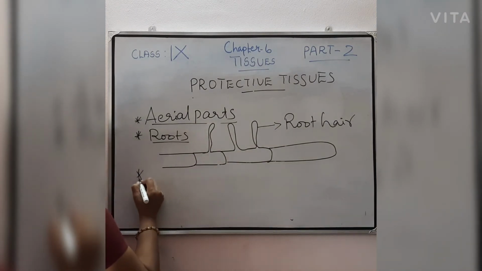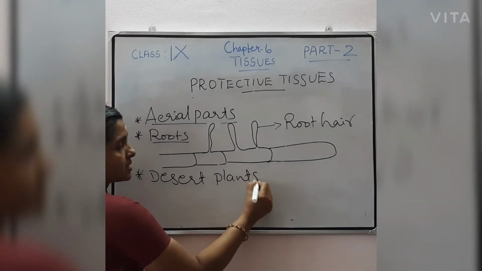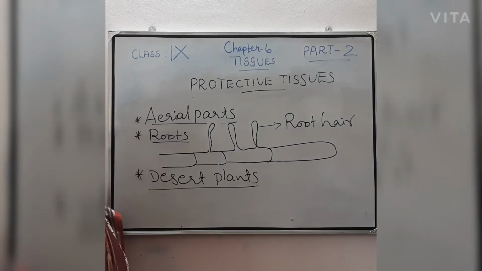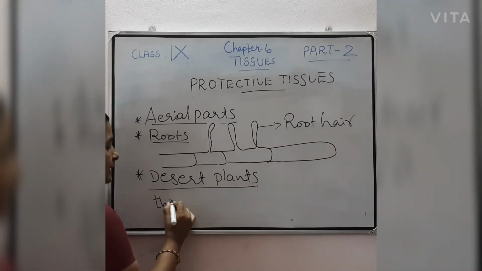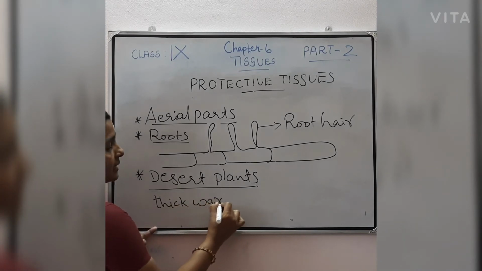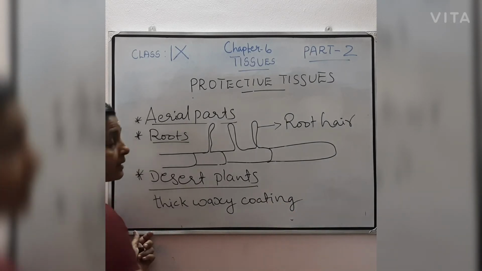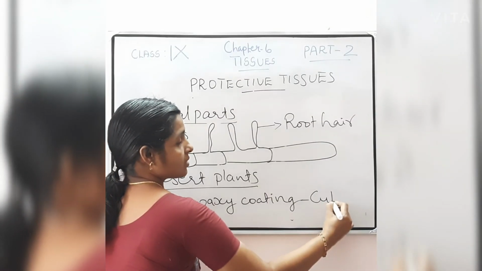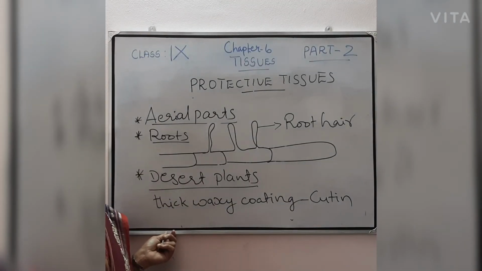The next is desert plants. How does the epidermis play an important role in desert plants? A thick waxy coating is present on the epidermal layer, and that waxy coating is a material called cutin. What is cutin? Cutin is a chemical substance which is water resistant, with a waterproof quality. That means it prevents water loss.